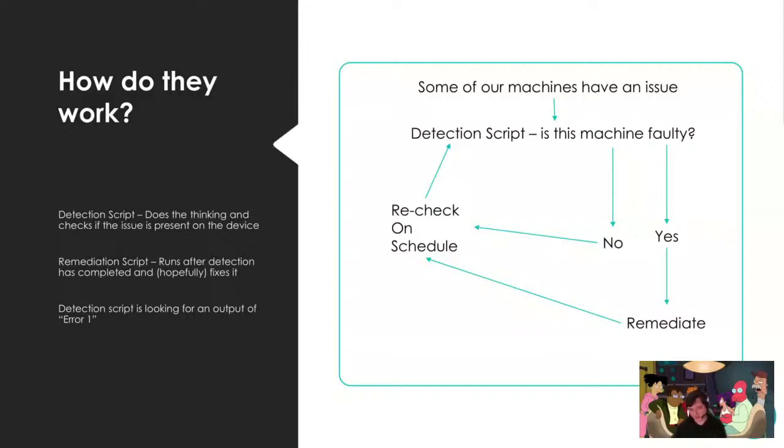So say, for example, you've got a shortcut that you want people not to put on a desktop, you can check for the shortcut. If they put it back on, the next time it runs, it will remove it again, which is this bit here. So yep, found the problem, remediate the problem, and then recheck again just to make sure it hasn't gone. And the main output you're looking for is an error 1. So if it gives you an error 1, that triggers the remediation script to run.